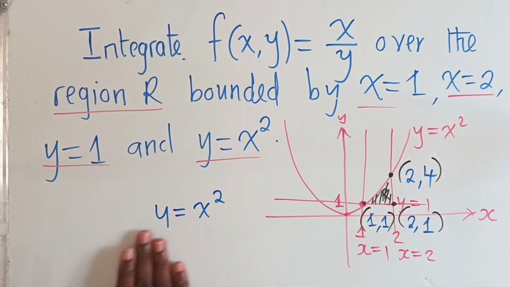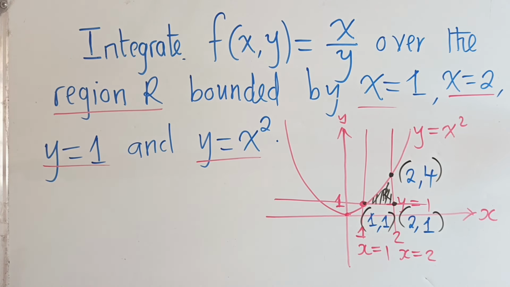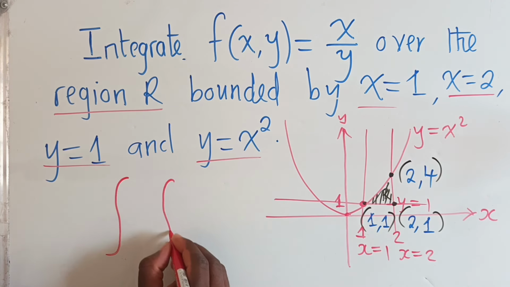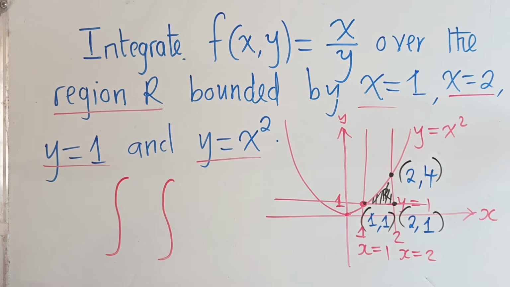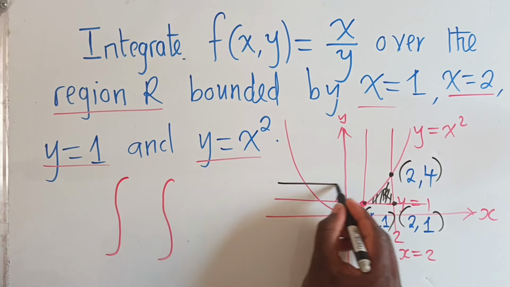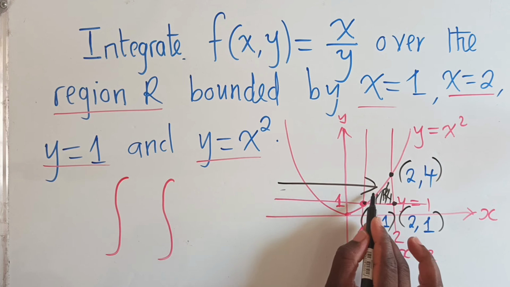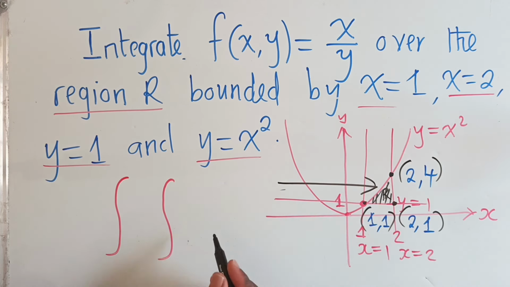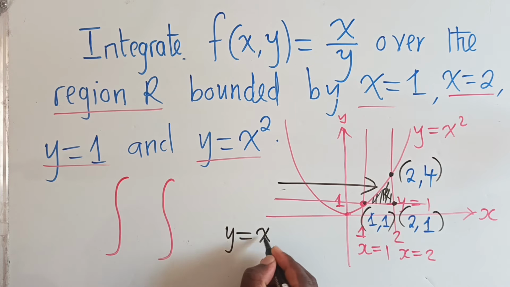Now, after we've done all these things, we can bring in the integrals. So, the double integral. The lower limit here will be 1. Let me move along the x-axis. So we'll be moving in this direction, from here to here. Before we reach this region, the first equation that we're touching is y equals x power 2.